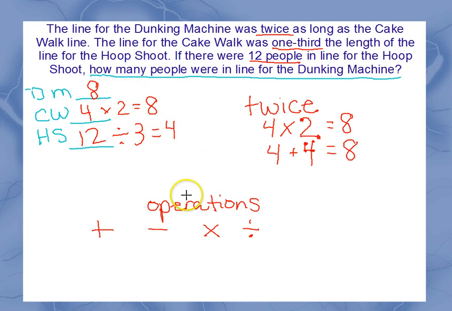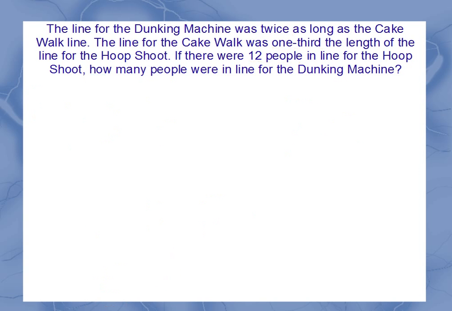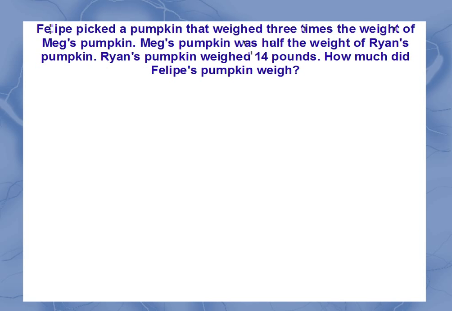Okay, all right, moving on to the next problem. Let's see if we can do this one faster. Philippe picked a pumpkin that weighed 3 times the weight of Meg's pumpkin. Meg's pumpkin was half the weight of Ryan's pumpkin. Ryan's pumpkin weighed 14 pounds. How much did Philippe's pumpkin weigh?